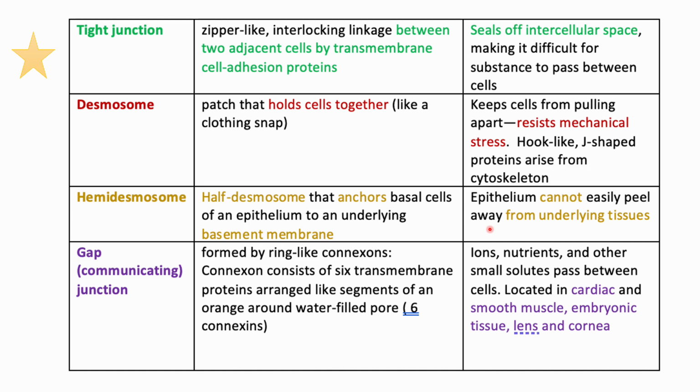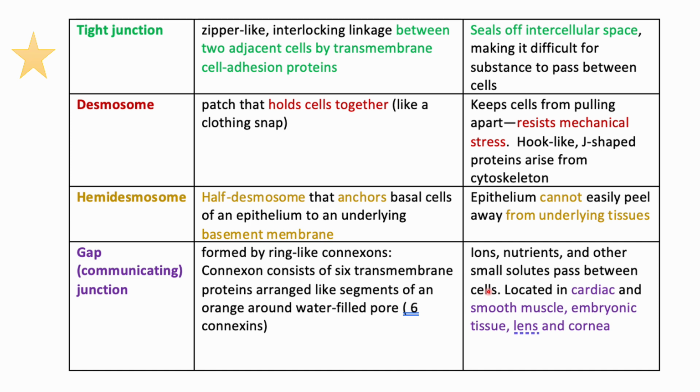And then we have our gap or communicating junction. These are formed by ring-like connexons. One connexon is made up of 6 connexins, and they create a pore. Through this pore, ions, nutrients, and other small solutes can pass between the cells. It's located in cardiac, smooth muscle, embryonic tissue, the lens, and the cornea. Yes?